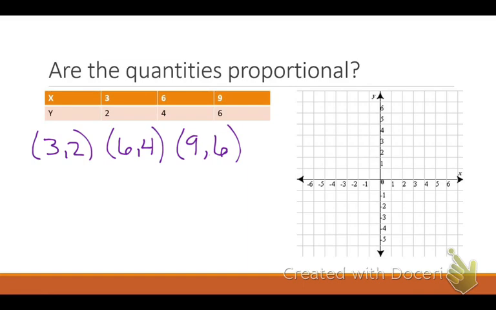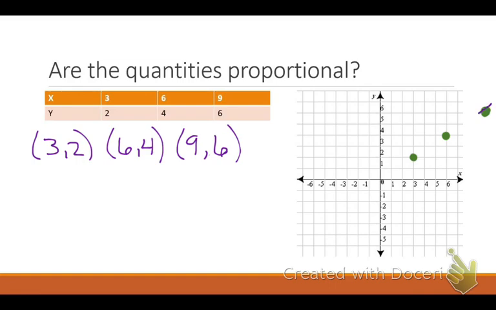So let's plot these points. One of them goes off the graph. That's okay. Over 3 up 2. Over 6 up 4. And then it says over 9 up 6. So we know that we're somewhere around this point over here. That's okay. All right, now I'm going to draw my line.